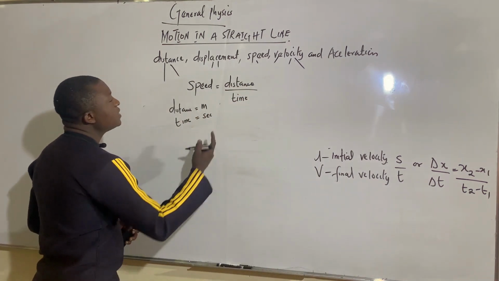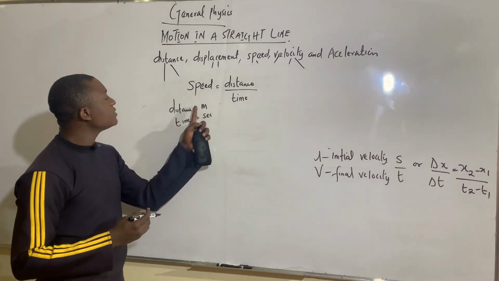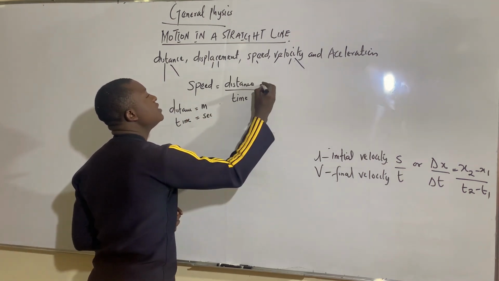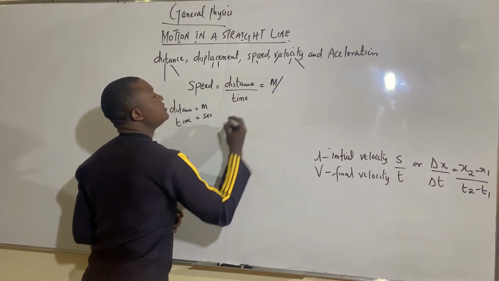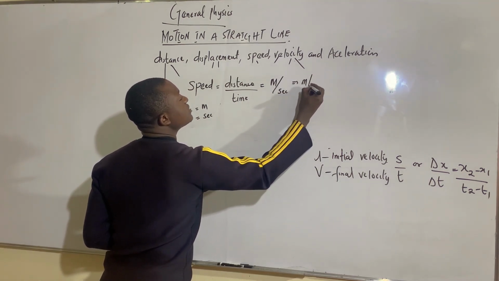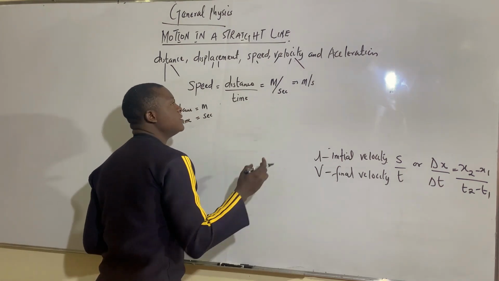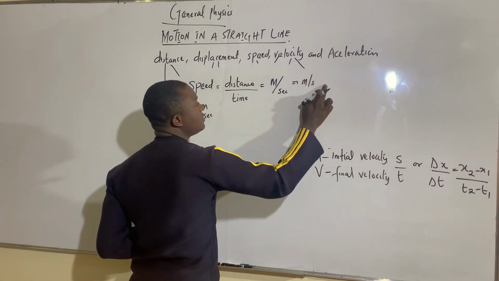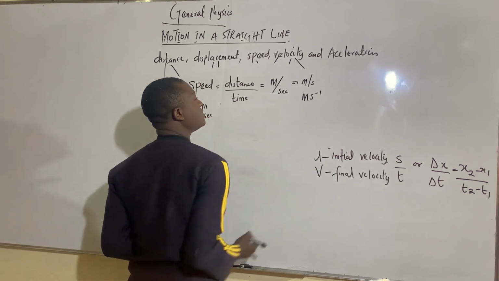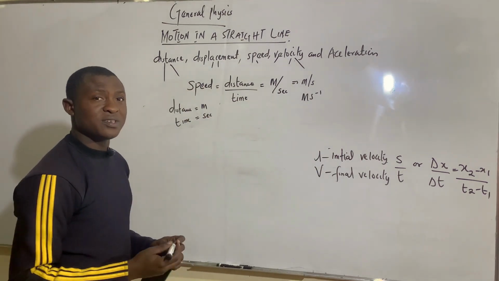So from here, let's say the distance is in meters and the time is in seconds. How will I go about that? I want to derive the unit for this. It's going to be meter divided by seconds. So this is the same thing as meter per second. Some materials leave it like this, or they can use indices. This is nothing but meter per second. It's still the same thing. I hope you are following, right?